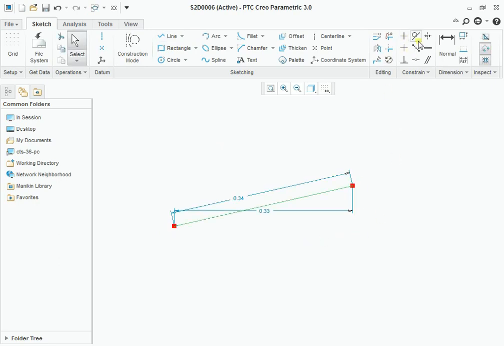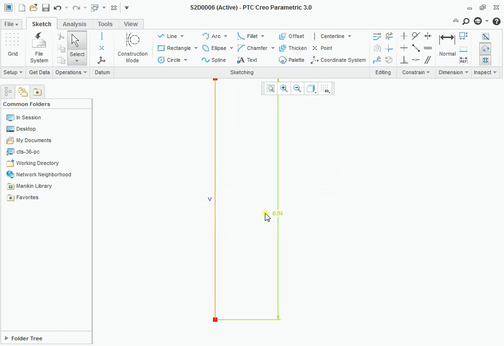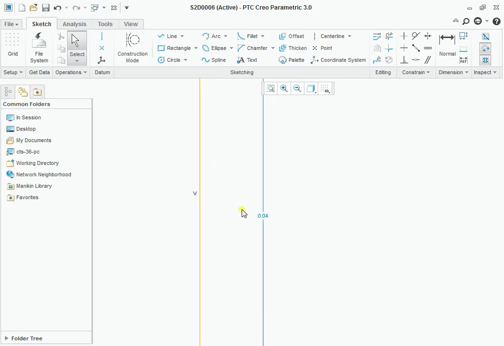So this is the constraint tab. The first one is vertical constraint. So select the vertical constraint and select the line to make it vertical. This is the symbol of vertical constraint. The next one is tangent.